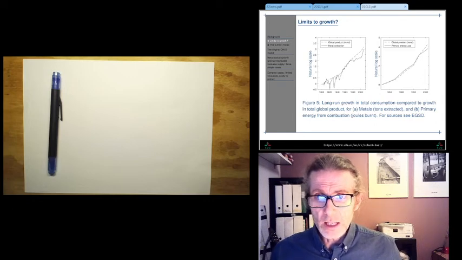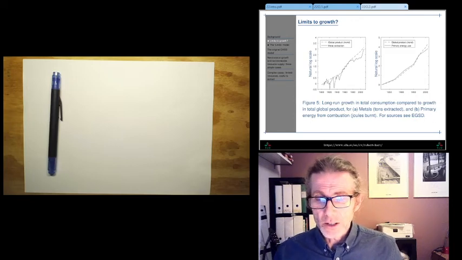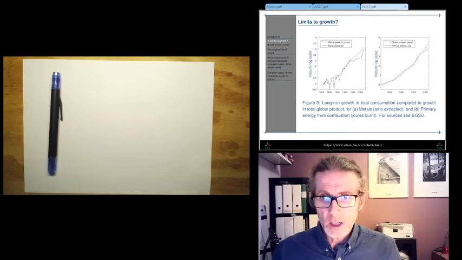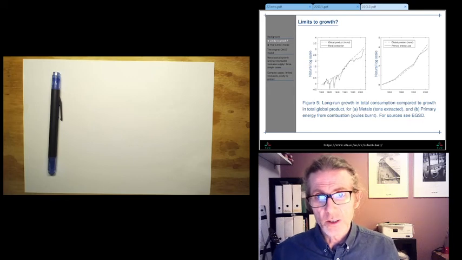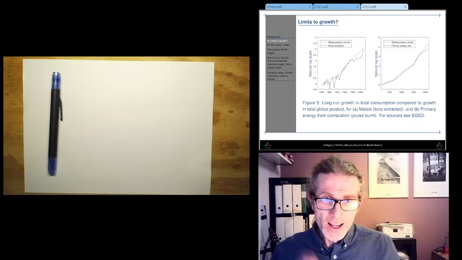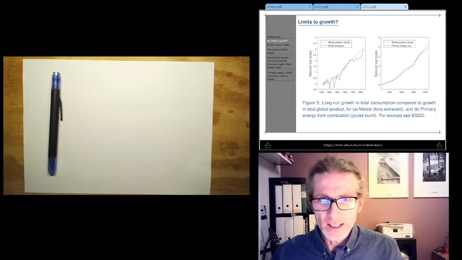So we see in both cases more or less constant growth rate, actually accelerating somewhat. In both cases we have a more or less constant growth rate in global GDP and a similar growth rate in both extraction of stuff from the ground or metals from the ground and primary energy use. So they're growing at equal exponential rates. And you might argue, well, that's clearly not sustainable. And in the sense that it can't go on forever, that is definitely true. We'll come back to that.